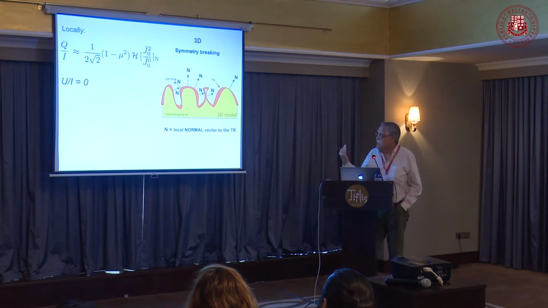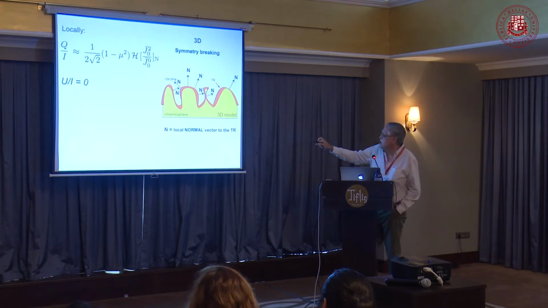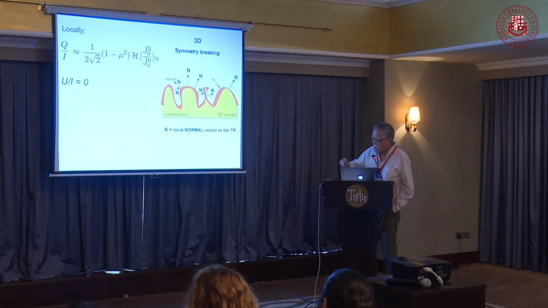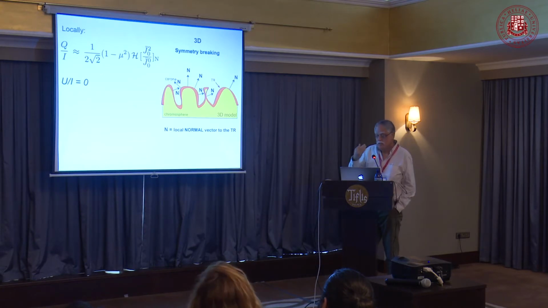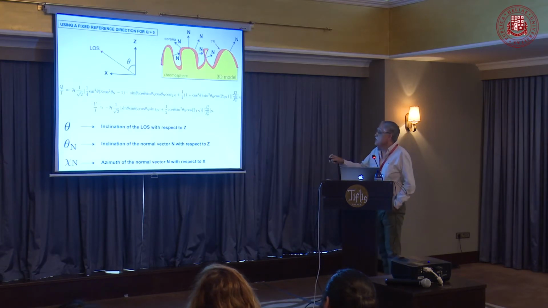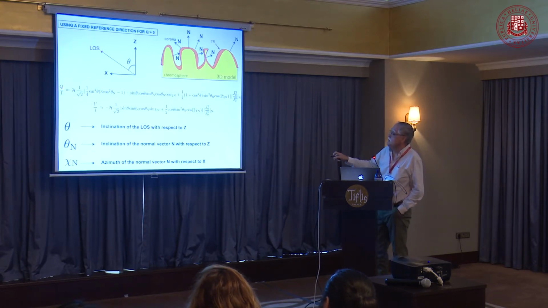So what we have done here is to rotate the reference system in order to express Q over I and U over I, all of them in the same reference system, namely the reference system in which Stokes Q positive is parallel to the limb. And then you get this equation here, where you can see that the amplitude of Stokes Q over I and the amplitude of Stokes U over I are scaled with the h factor. If there is no magnetic field, h is equal to 1. If there is a magnetic field, it is smaller than 1. And here you see all this expression that depends on the angle between the line of sight and the vertical, the inclination of the normal vector, etc.